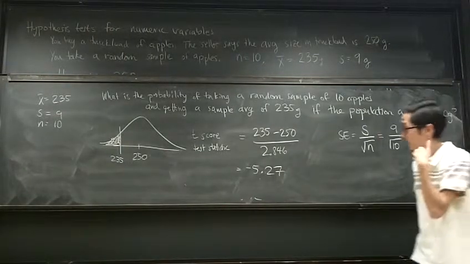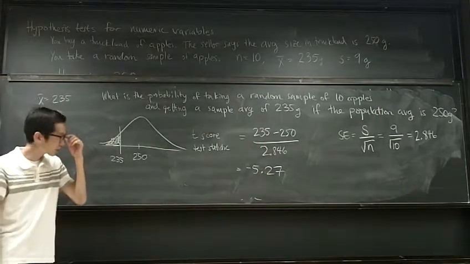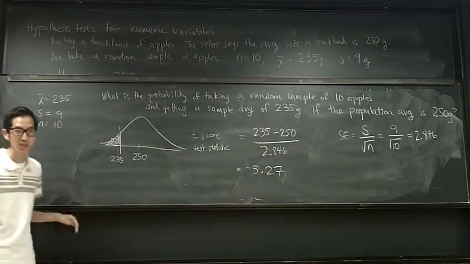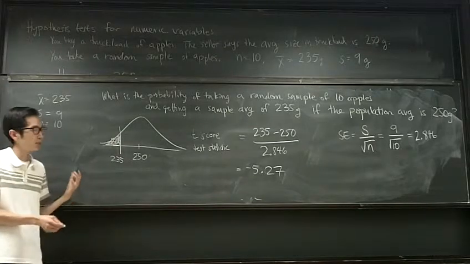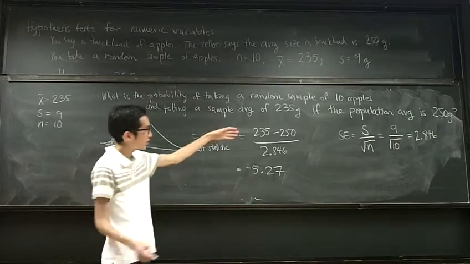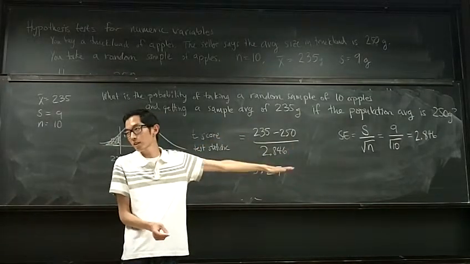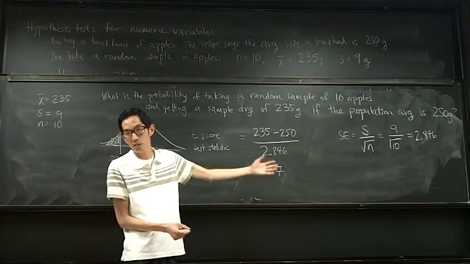So I'm on the phone. I'm like, oh, okay. The average was 235, and what did he claim? He's claiming 250, and you took 10 apples, and you got an average of 235, and the standard deviation was 9. Okay, well that puts you at 5.27 standard errors away from the mean. Does that seem like a lot or a little?